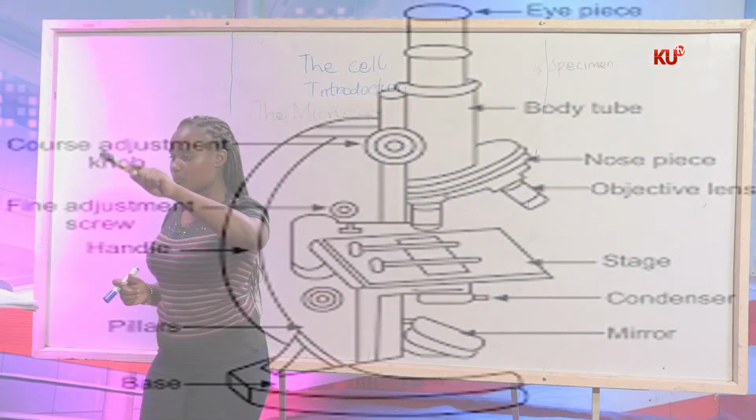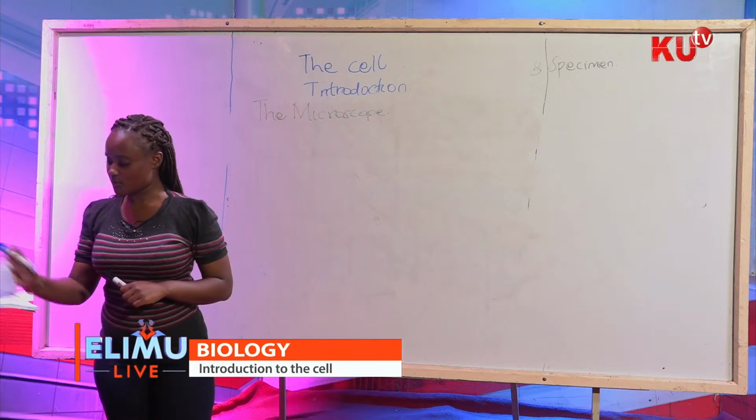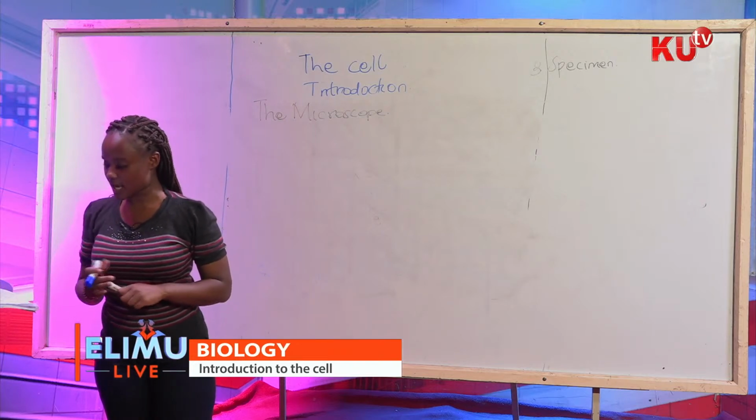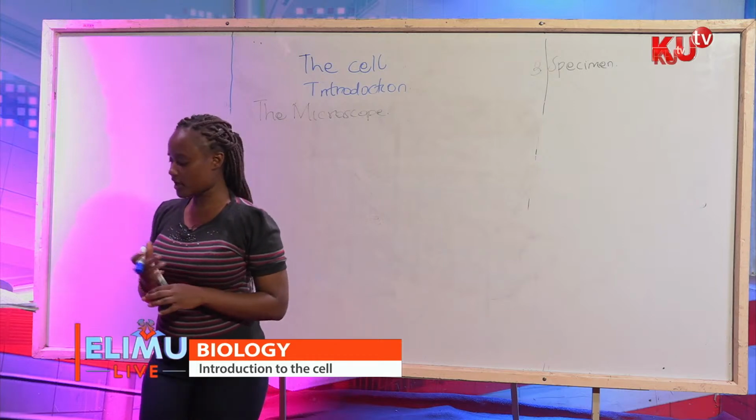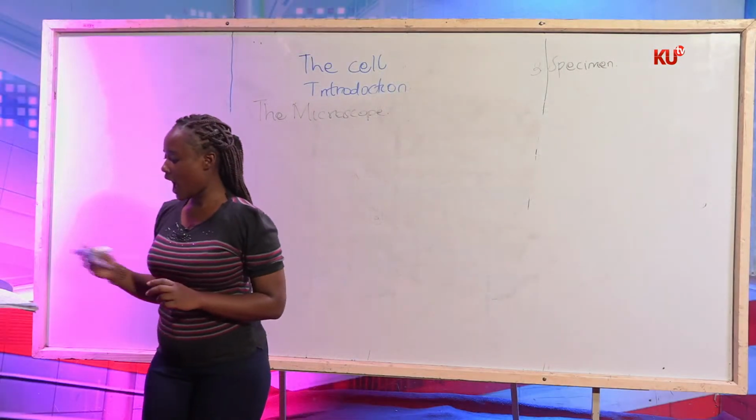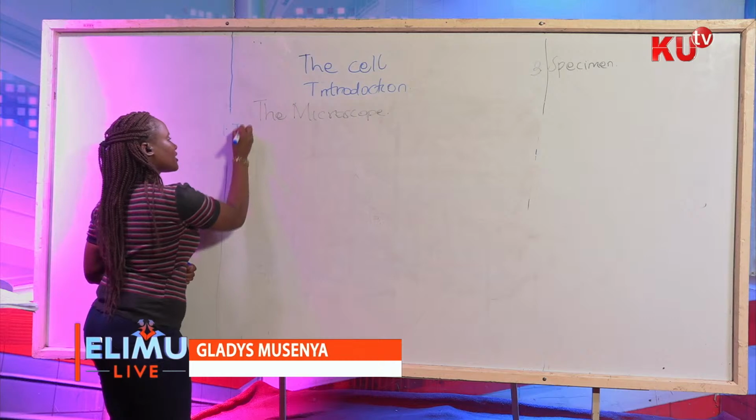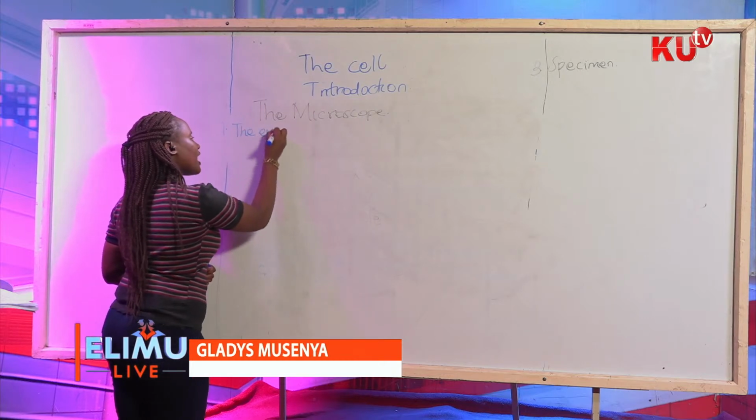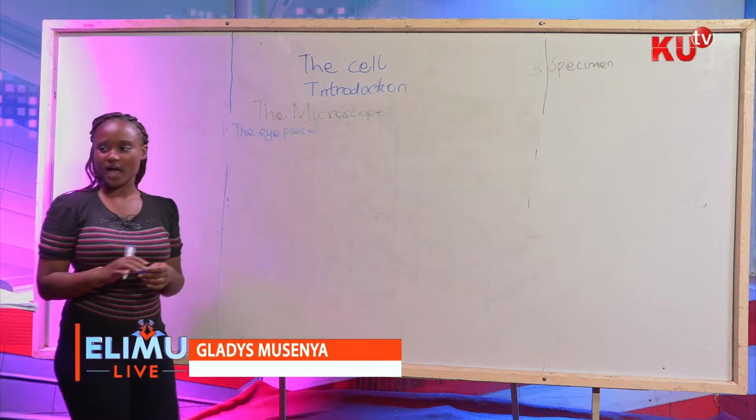From the eyepiece, which is on top, and the base, which is on the bottom, which helps for the protection and for the stability of the microscope. Now we go to learn the functions of each of the following parts. Let's start with the eyepiece. What is the function of the eyepiece?